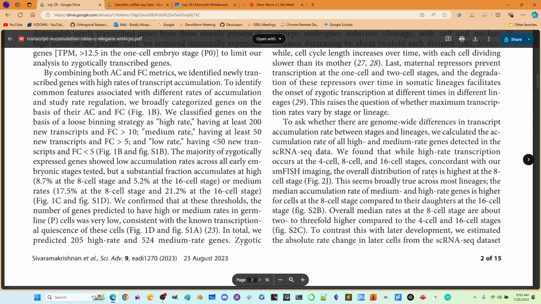And what they did here in the paper is they found that while high transcription rates occur at the 4, 8, and 16 cell stages, the overall distribution of rates is highest at the 8-cell stage. This seems broadly true across most lineages, so this is lineage invariant, sublineage invariant, but it's just having to do with the round of cell division and the size of the cells that result. So this is really not linked to a cell or a sublineage or to what the cell type is going to be, but it's really related to the size of the daughter cells. So the median accumulation rate of medium and high rate genes is higher for cells in the 8-cell stage compared with their daughters at the 16-cell stage. Overall median rates of the 8-cell stage are about 2 to 3-fold higher compared to the 4 and 16-cell stages.